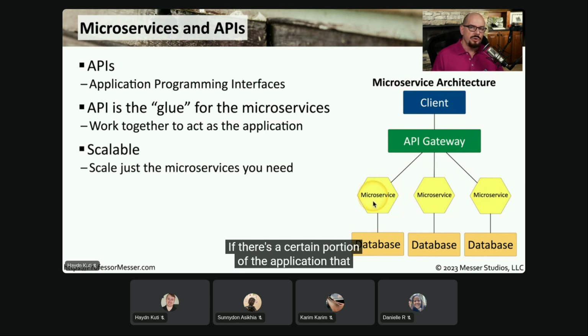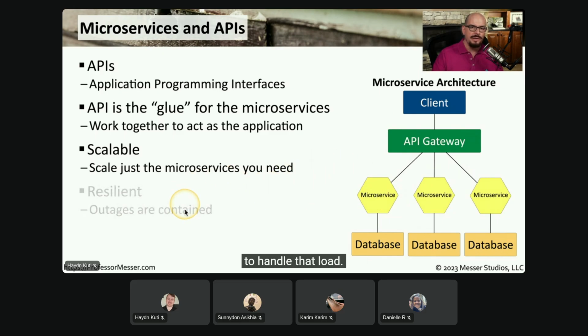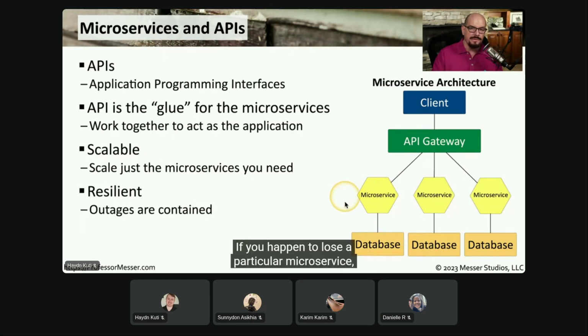If there's a certain portion of the application that is being used more than others, you can roll out additional microservices to handle that load. This also makes it more resilient. If you happen to lose a particular microservice, the rest of the application will continue to work.